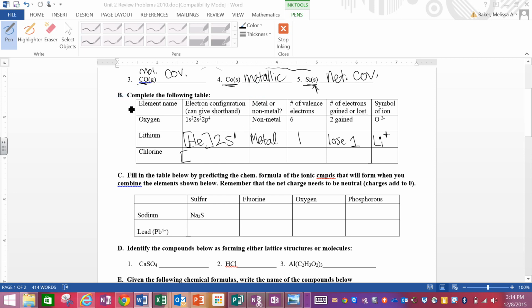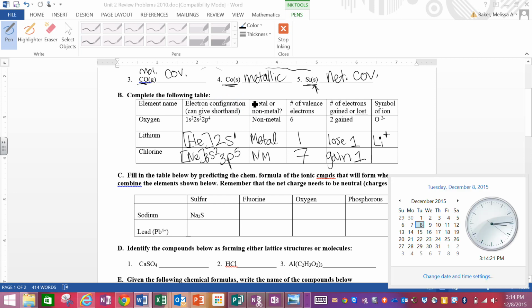The last noble gas before chlorine is neon, and then it's 3s2, 3p5. It's to the right of the zigzag, so it's a nonmetal. It's in group 7a, so 7 valence electrons. It would like to gain 1 to be like argon. And so the charge that it forms, once it's gained 1, is negative, it's going to have an extra electron over protons.